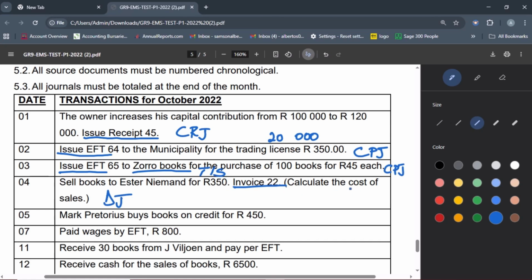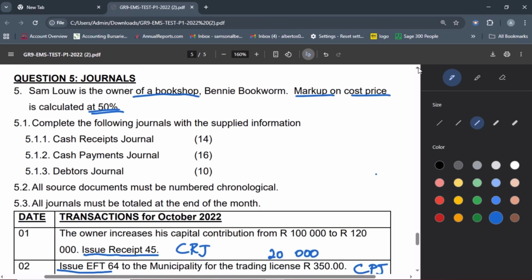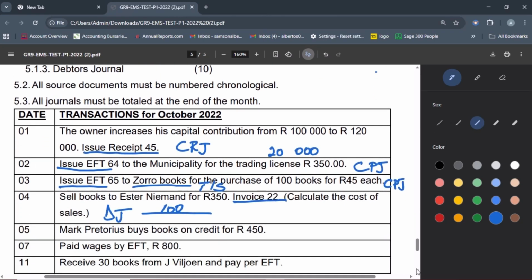And how do you calculate cost of sales? It is always 100 over 100 plus markup. Our 100 plus markup, it will be 100. And then you need to refer back to the background information. Yes. Our markup is 50%. So it's 100 over 100 plus 50, which will give us 150 Rand multiplied by 350.